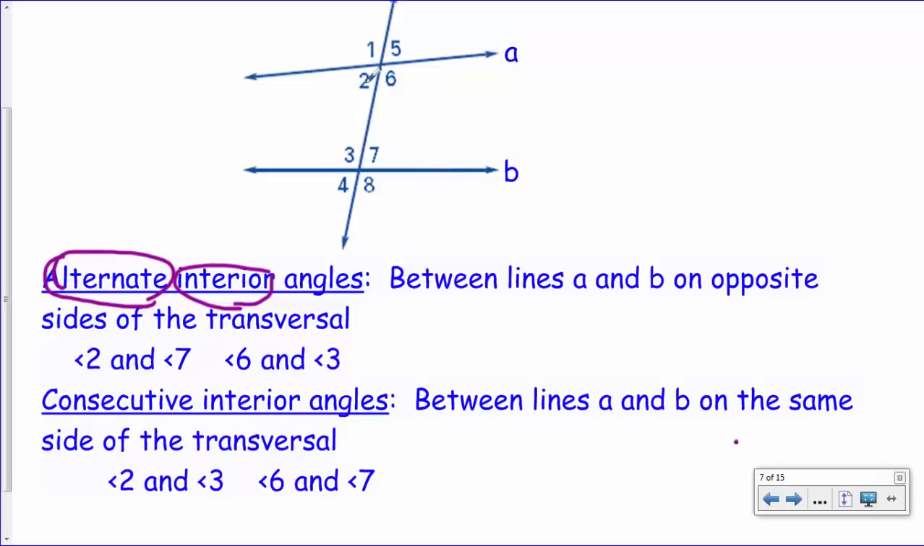So my example are angles 2 and 7 and 6 and 3. Consecutive interior angles are again between lines A and B because they're interior on the same side of the transversal. Sometimes people call these same side interior angles. We're going to refer to them as consecutive interior angles. So that would be angles 2 and 3 and angles 6 and 7.